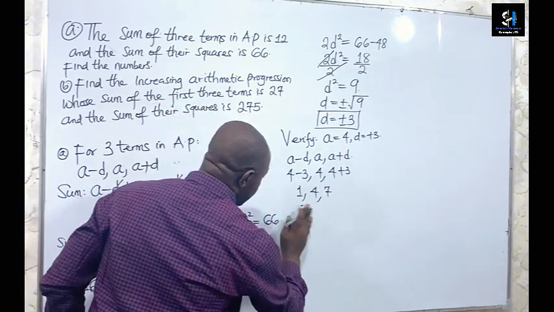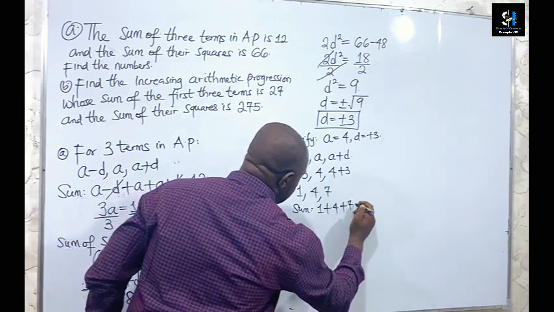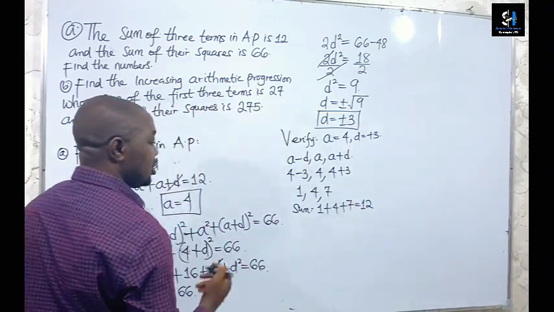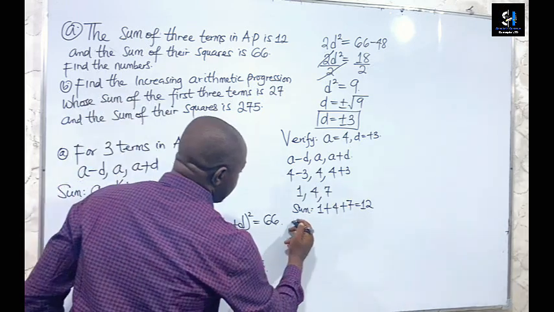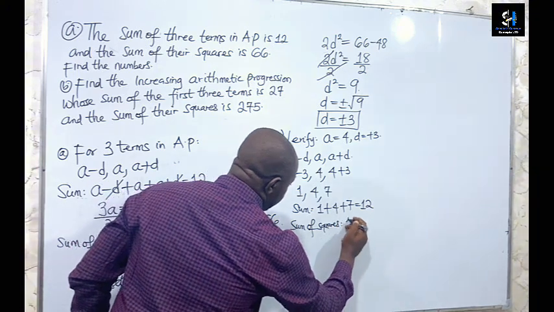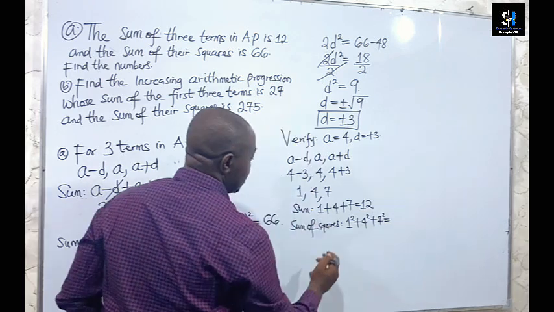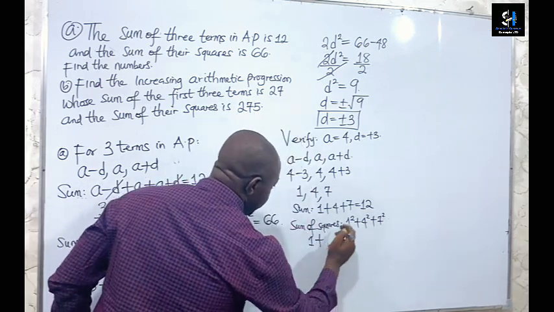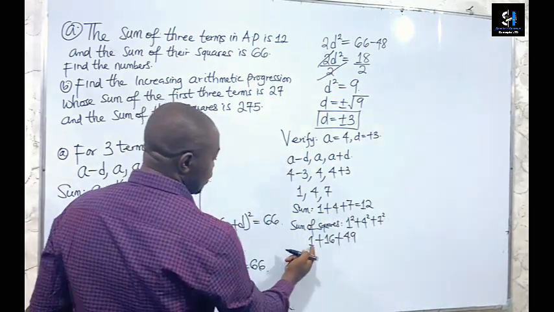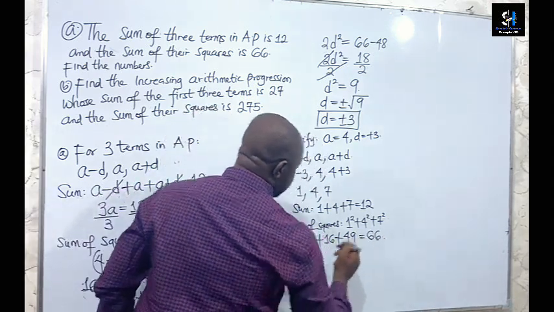Let's add them together. The sum is 1 plus 4 plus 7. 7 plus 4 is 11, plus 1, that will be 12. Then we also have the sum of squares: 1 squared plus 4 squared plus 7 squared. 1 squared is 1, 4 squared is 16, 7 squared is 49. So 16 plus 1 is 17, and 17 plus 49 will be 66.